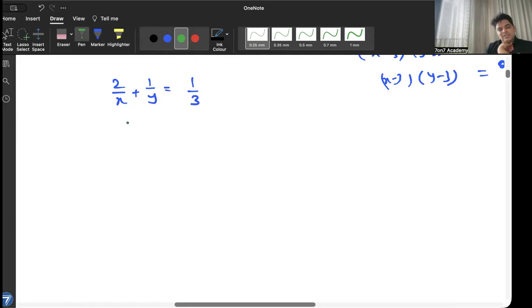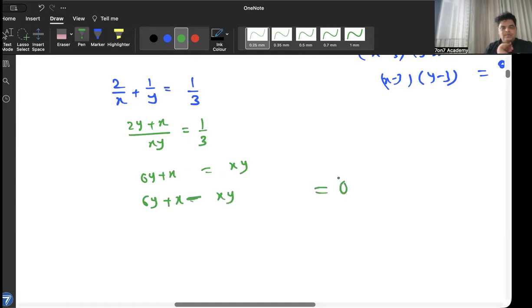The first step is LCM only, no? So you multiply here 6y plus x is equal to xy. So 6y plus x minus xy is equal to 0. Agree? Now what you'll do to factorize it?